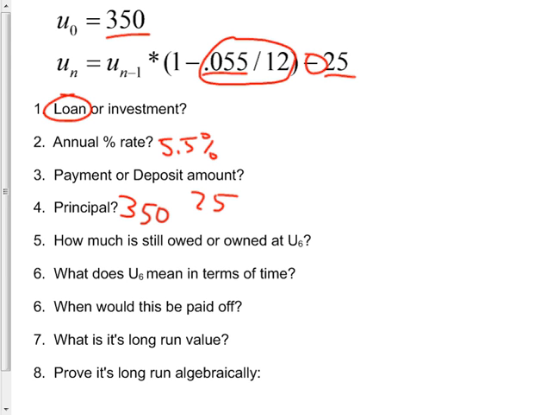What does U sub 6 mean in terms of time? I have to remember that this is monthly, and therefore it does not mean 6 years, it means 6 months.